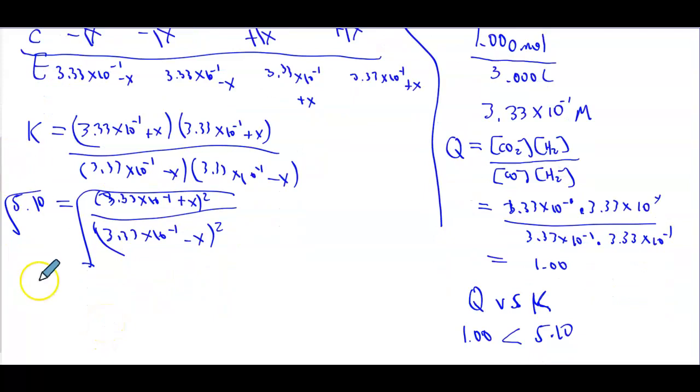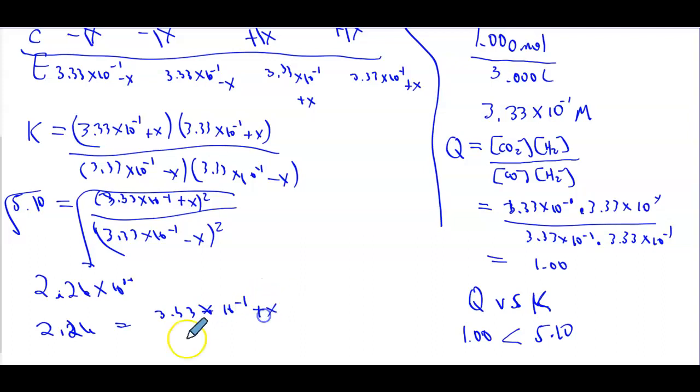is going to be 2.26 times 10 to the 0, so technically just 2.26. Looked at that too quick, or I wouldn't have done the times 10. Equals 3.33 times 10 to the negative 1 plus x, and 3.33 times 10 to the minus 1 minus x. When I square root a squared, they go away.